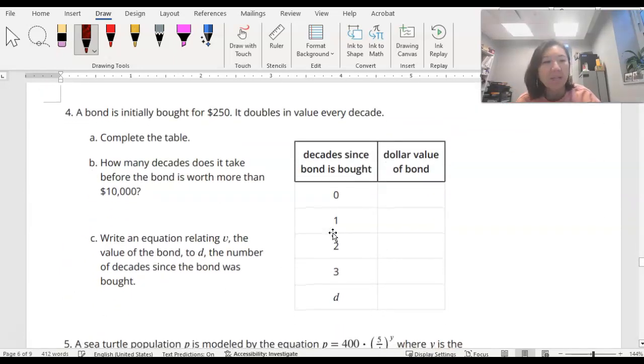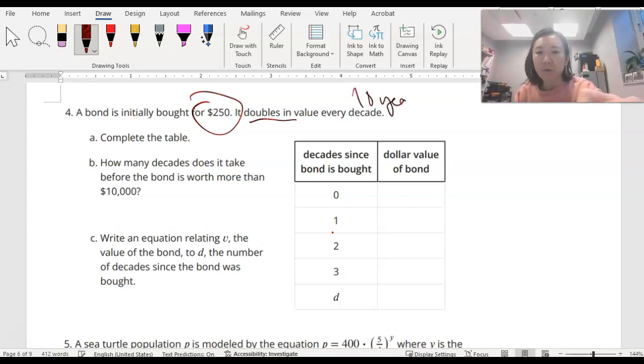Number 4, a bond is initially bought for $250. If you don't know what a bond is, it's a way to invest your money, and you buy it for a certain amount, and it increases in value over time. And so in this case, it doubles in value every decade, every 10 years. That's what a decade is, okay?